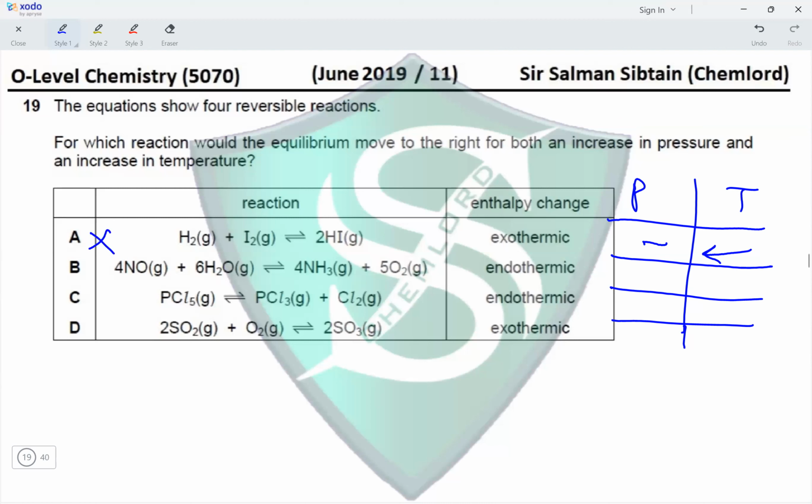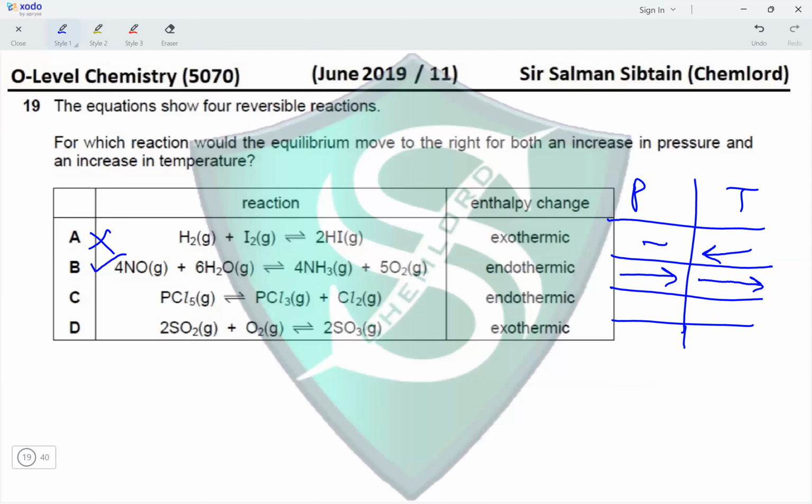Option B: 4 and 6, 10 moles of reactants, and 4 and 5, 9 moles of products. An increase in pressure will shift the equilibrium towards the right because the number of moles of products is lesser than the number of moles of reactants. And since this reaction is endothermic, an increase in temperature will shift the equilibrium towards the endothermic side, which is the right side. So option B is correct.